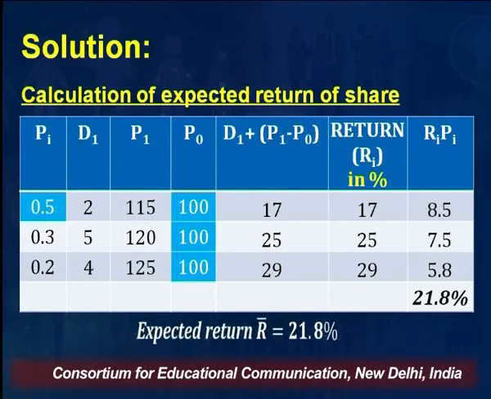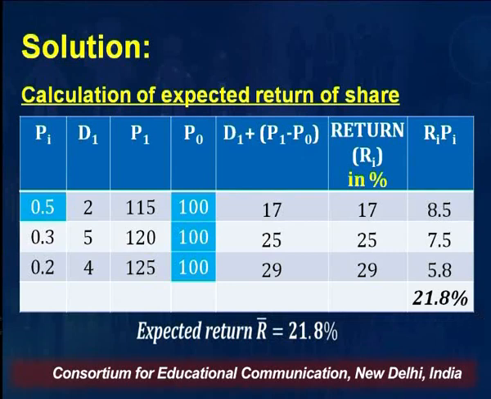So, how do we calculate? Friends, the first step is we have to calculate how much return Mr. Kiran is expected to get with different probabilities, right? So, D1 I have used for dividend, because there is a 50% probability of 2 rupees dividend, 30% probability of 5 rupees dividend, 20% probability of 4 rupees dividend. It is given in our example, right? P1 is the price at the end of the year: 115, 120, 125. These are different as per the probabilities. Investment P0 is the initial investment. You have invested rupees 100.